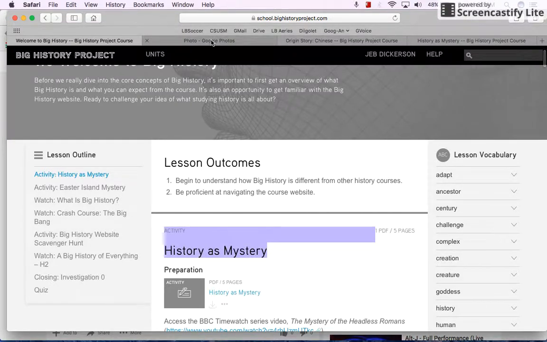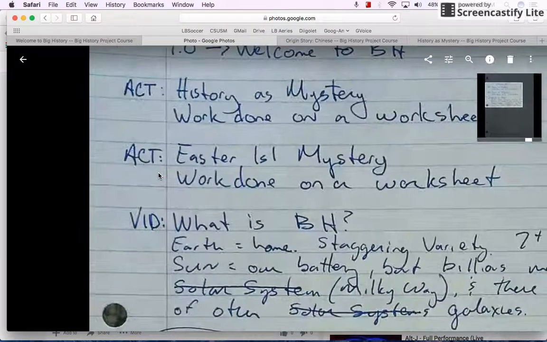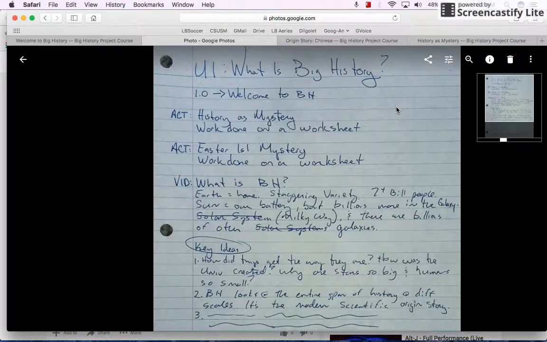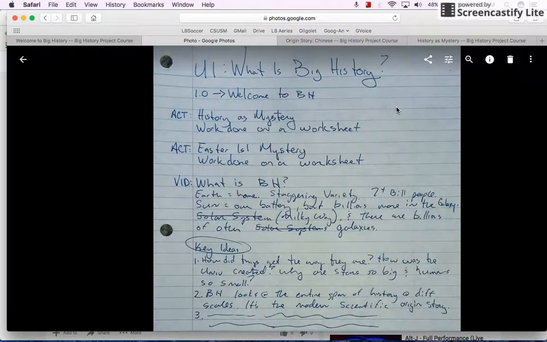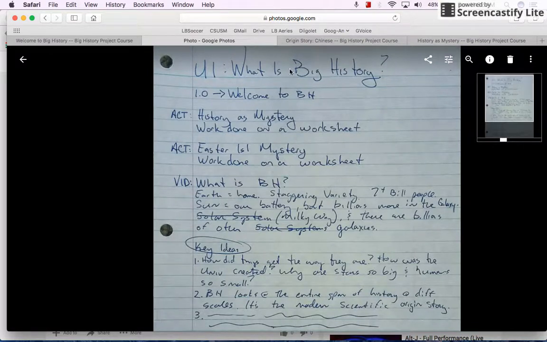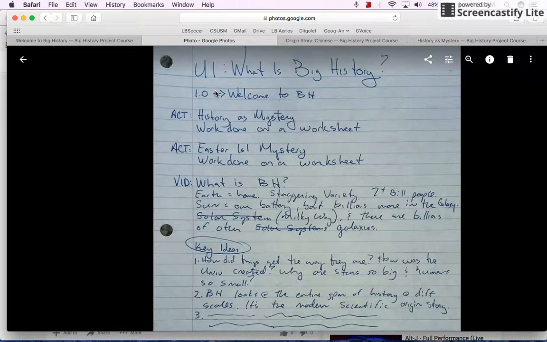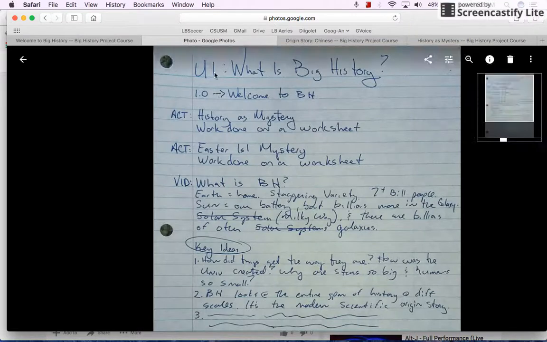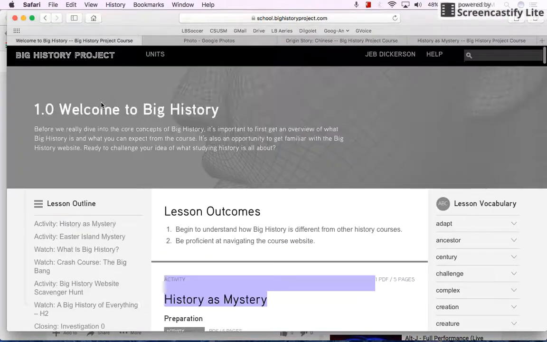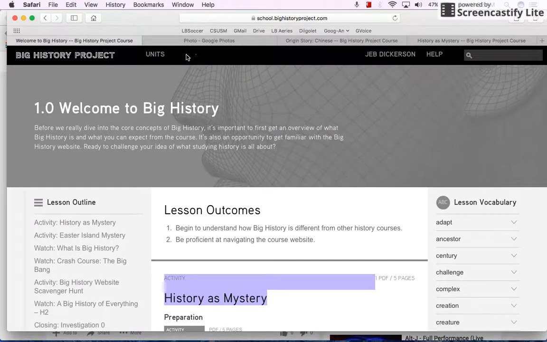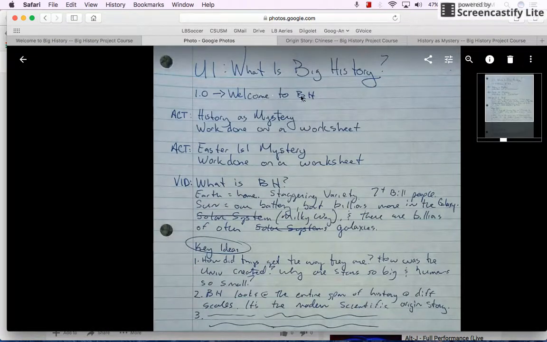Now I'm going to show you an example of exactly what I'm talking about. So here's what good notes would look like in your notebook. Unit 1, what is Big History? 1.0, Welcome to Big History. Do you have to do it exactly like this? Of course not. But these are the expectations around organizing the information related to what you're learning.